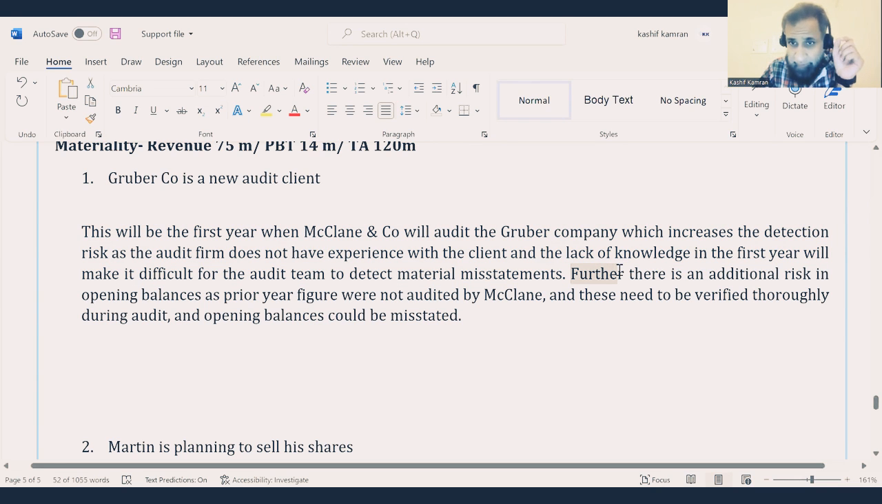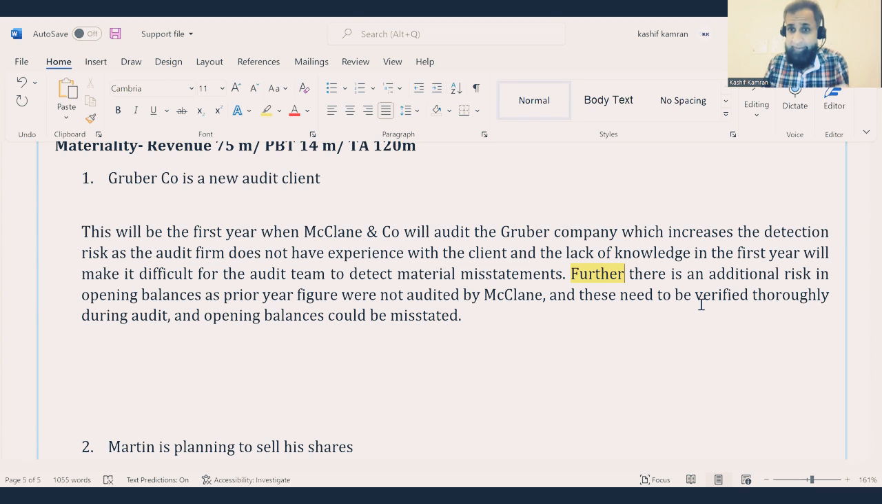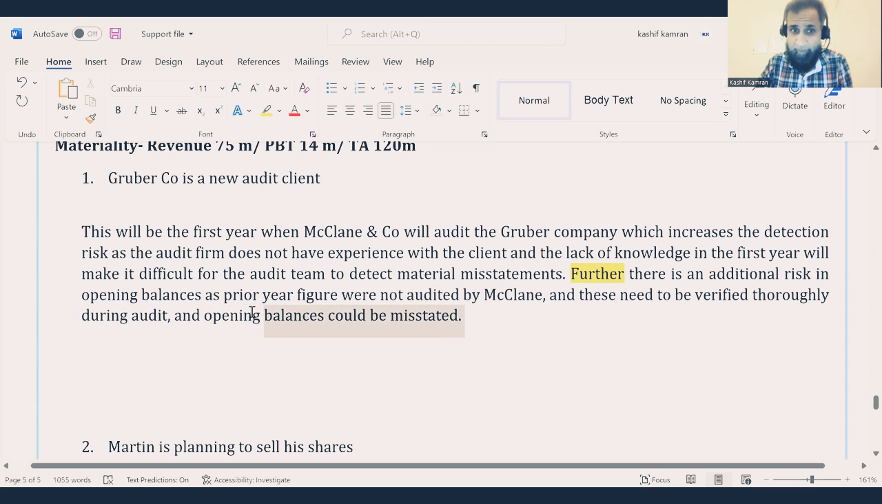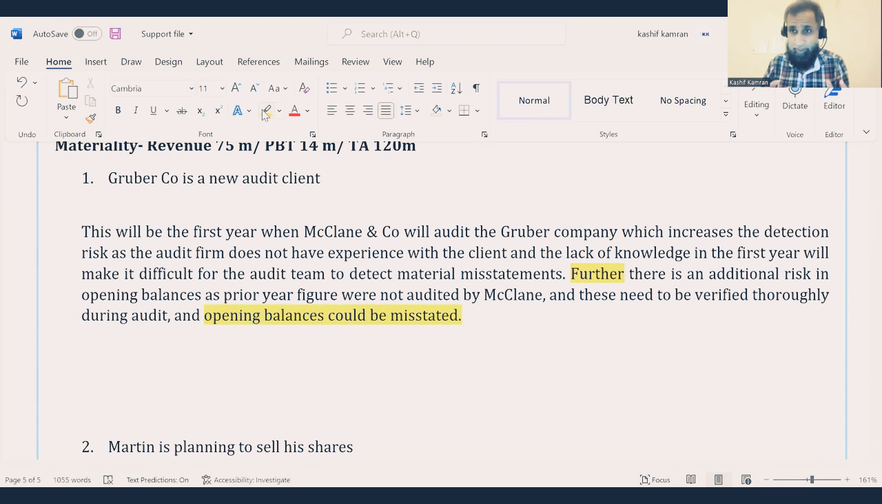Further, look at this word further. Further, there is an additional risk in opening balances as prior year figures were not audited by McLean. So McLean didn't audit the last year figures, and these need to be verified thoroughly during audit, and opening balances could be misstated. So even the opening balances could be misstated because last year's audit was not done by McLean. The management can manipulate the opening balances. So whenever you are doing a first year audit and you are writing an audit risk in the exam paper, there are two particular situations. One is detection risk and one is opening balances. But that will not fetch you 4 marks.